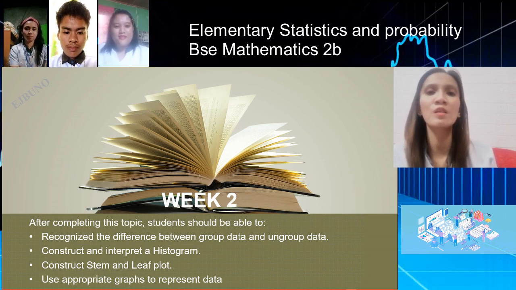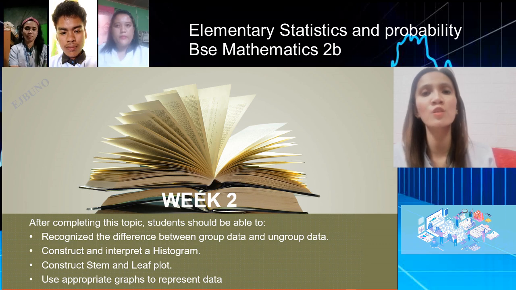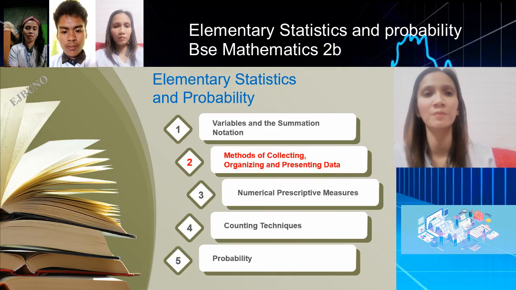The fifth is construct and interpret a histogram. Then construct a stem and leaf plot. And the last is use appropriate graphs to represent data.